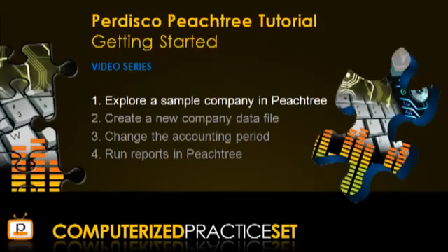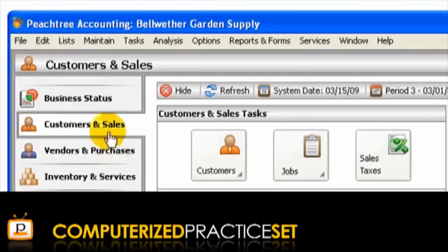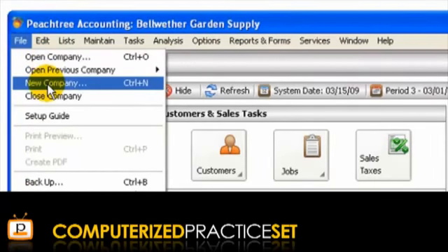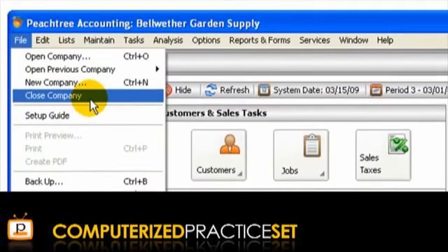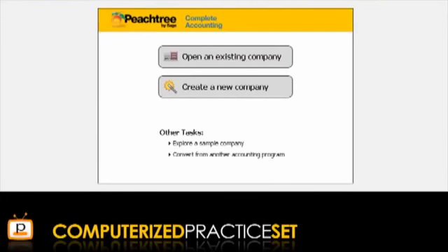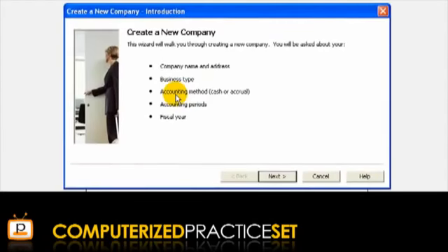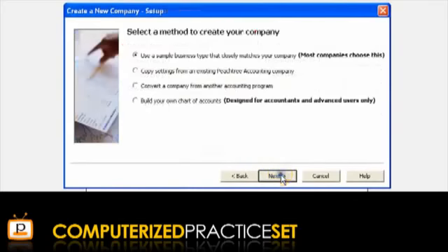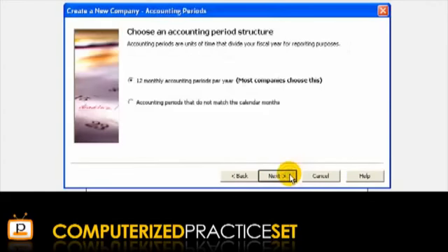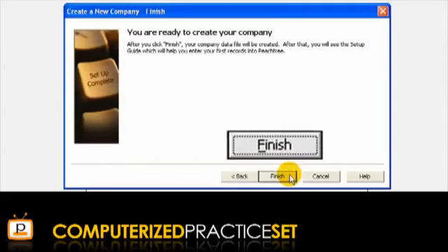So now that we've explored Peachtree a little, we can move on to the next step, creating a new company data file. From the File menu, you can select the New Company option. Alternately, you can close down the current data file by selecting File, Close Company. This brings up a window where we can open the Create a New Company wizard by selecting that icon from the options provided. This opens a window where you will simply answer the questions on each screen to create your company data file. You will know when you have reached the end of the setup process when you can click the Finish button.